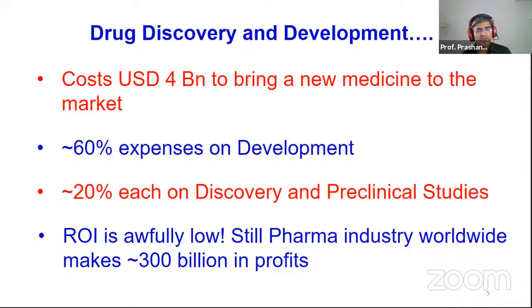So obviously people would want a higher return on investment, but to a great surprise, this return on investment is awfully low. Probably only 5 of 100 drugs which are launched in the market bring in money, or recover all the cost incurred in developing them. Others just go off the track, and the money is down the drain.